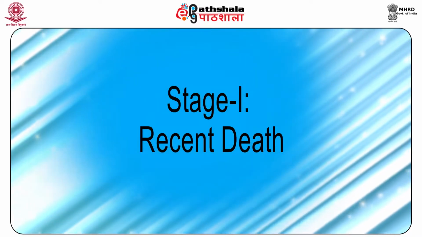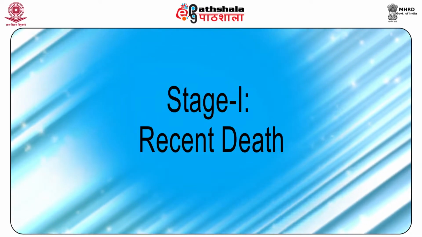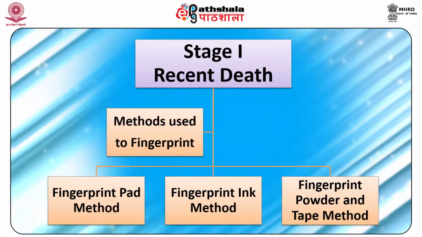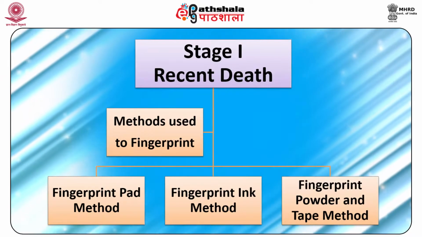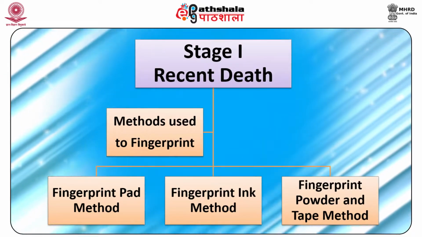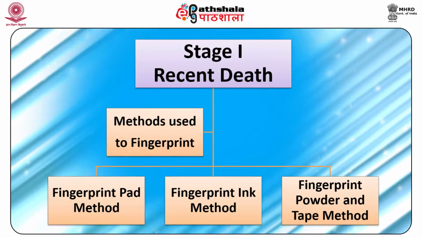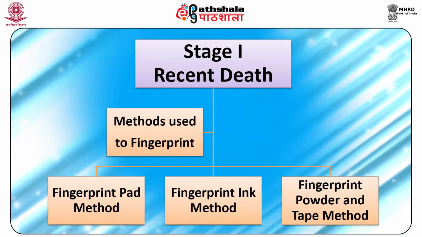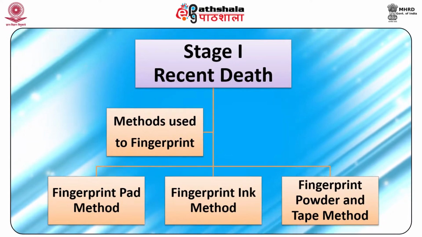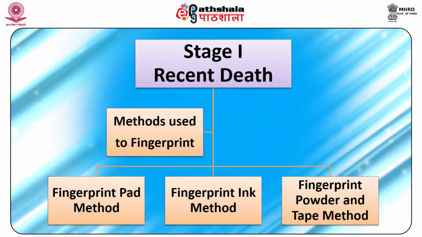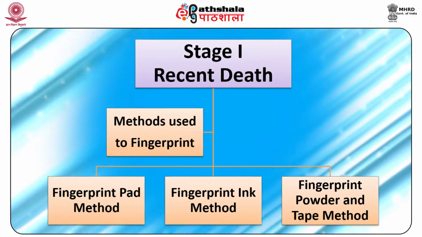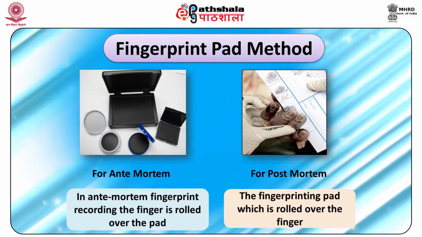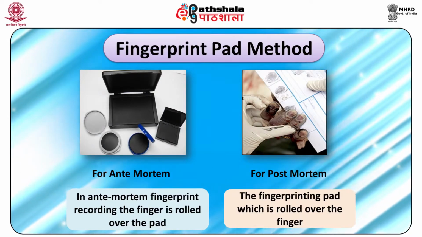Next, we move on to stage 1 or recent death. In case a corpse is found within 4 to 7 hours of death, the external organs, including the fingers, are quite flexible. In such cases, it is possible to secure the fingerprints of the corpse by any of the following three methods. First is fingerprint pad method.